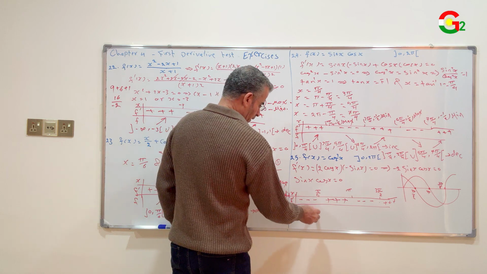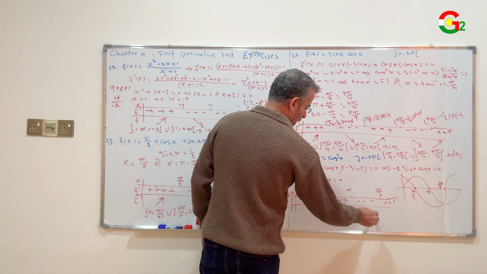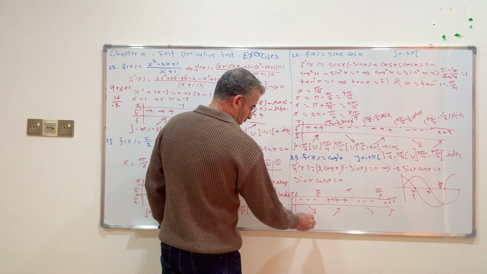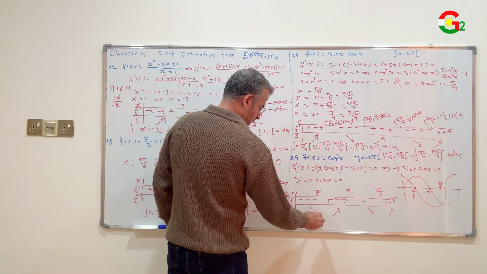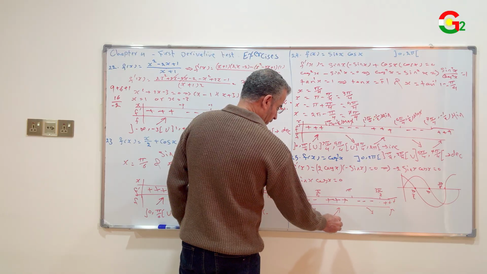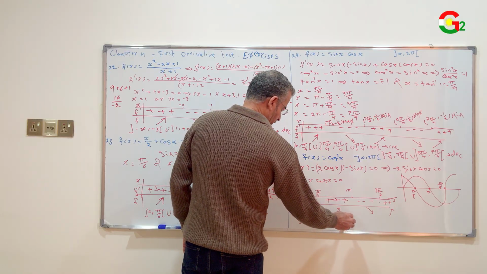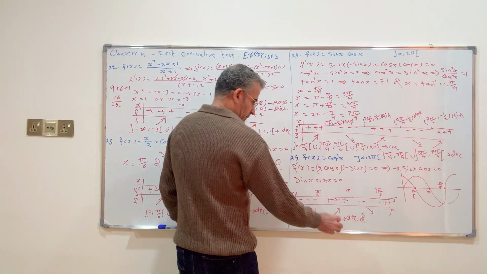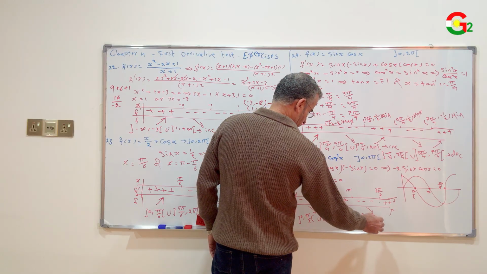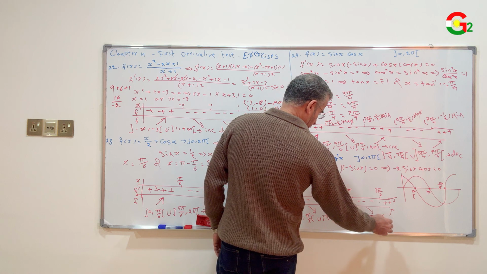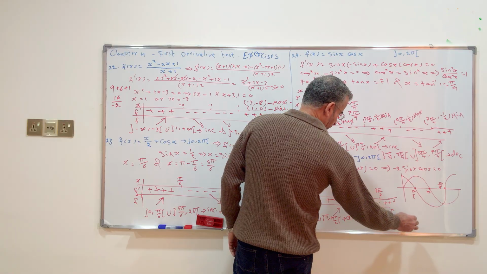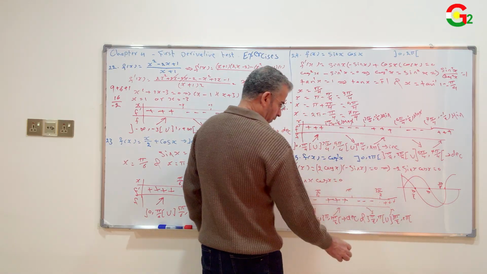Therefore, the intervals of increasing and decreasing are: from 0 to pi over 2 union from pi to 3 pi over 2 are the intervals of decreasing, and from pi over 2 to pi union 3 pi over 2 to 2 pi are the intervals of increasing.